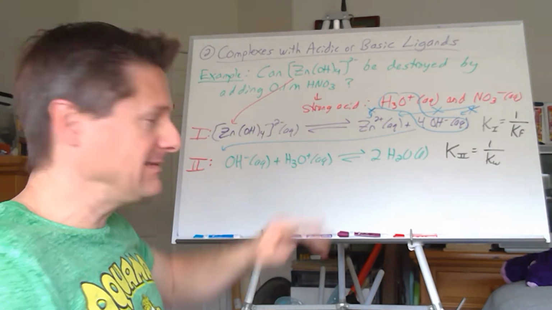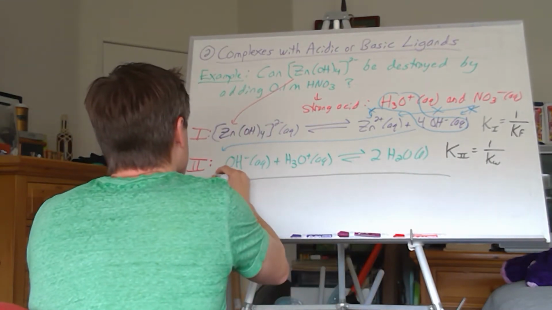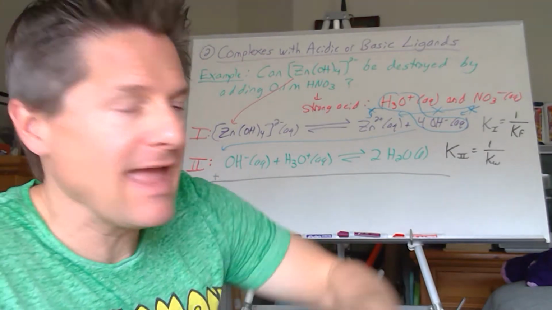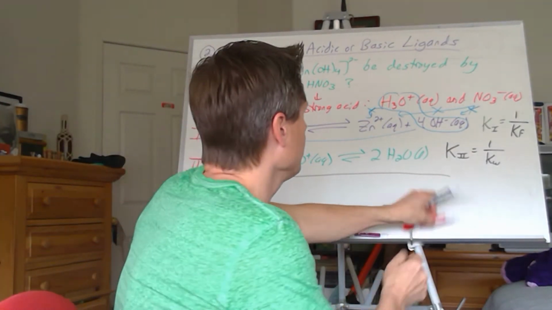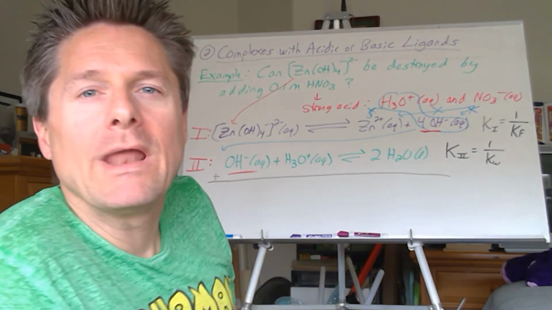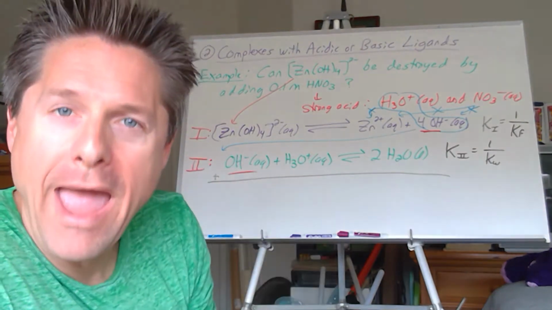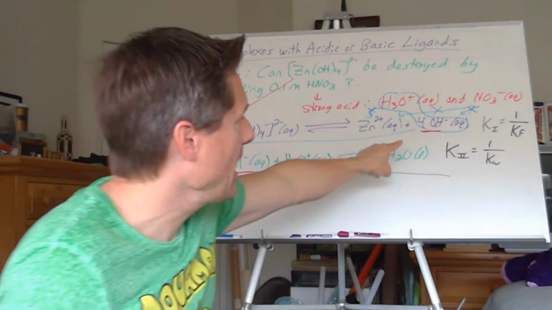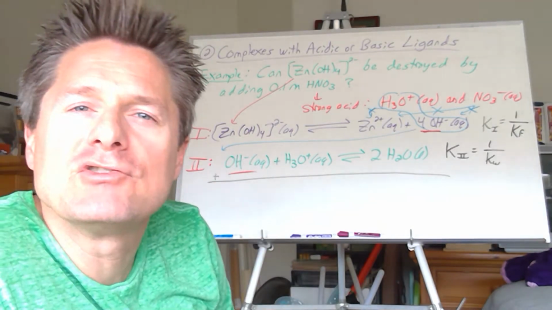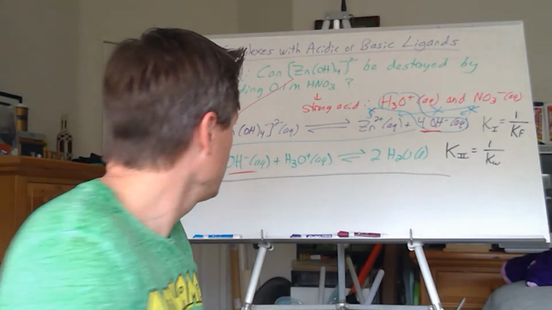When we add these together, we want to get rid of the species they have in common. See the OH minus here? When I add these two equations together, I want that to go away. Notice we have 4 of them up here in equation 1, but only 1 of them down here in equation 2. So if we multiply equation 2 by 4, let's do that.